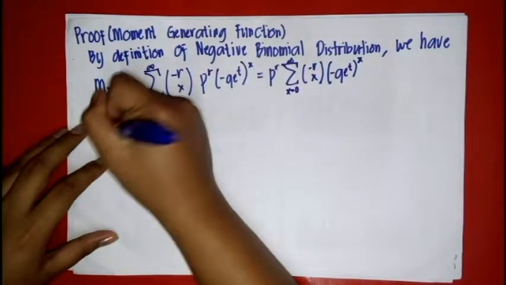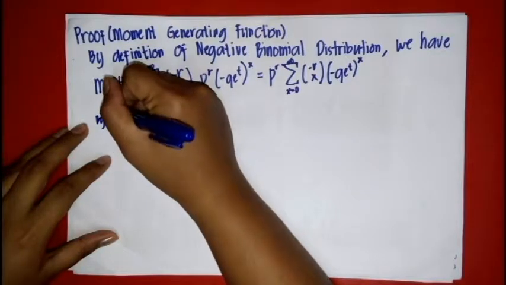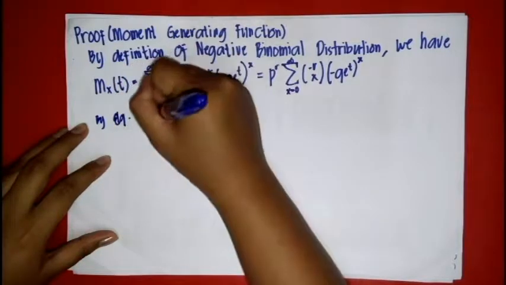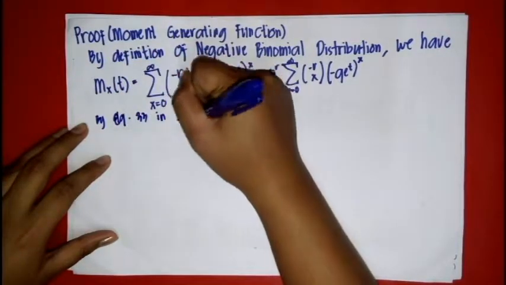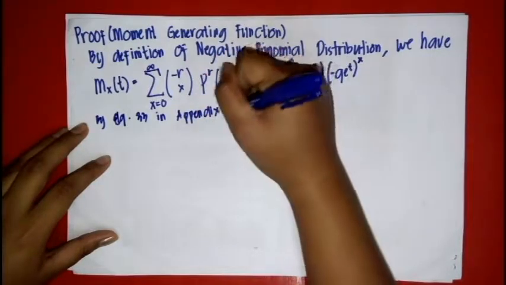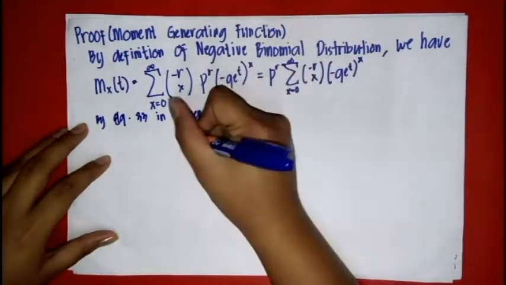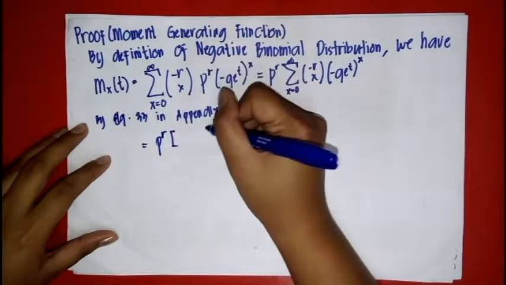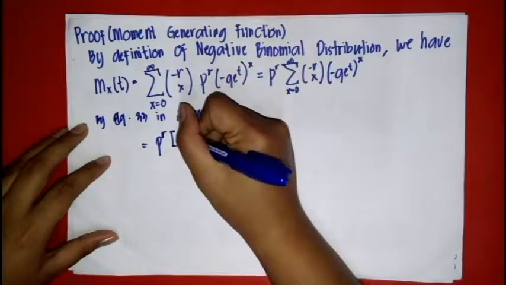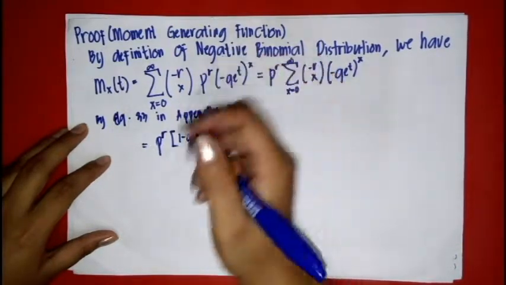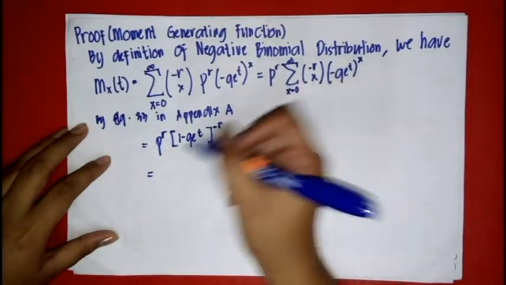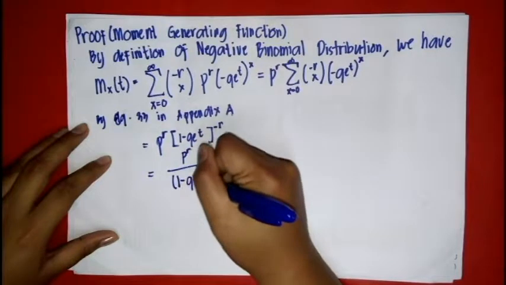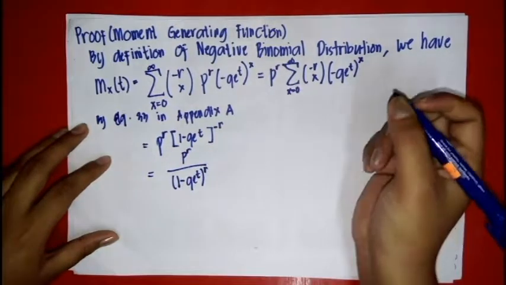So by equation 33 in Appendix A, we have p to the r times the quantity 1 minus q e to the t to the negative r. So this will be equal to p to the r all over 1 minus q e to the t, all raised to the r.